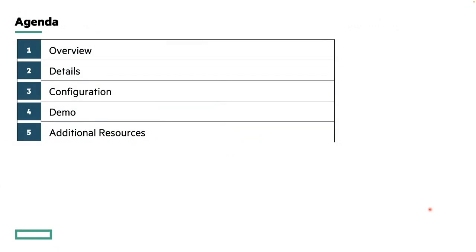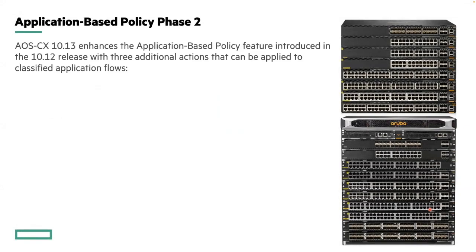Again, the agenda. So, app-based policy phase 2. This is an enhancement to the application-based policy feature, which was introduced in AOS-CX 10.12, that provides 3 additional actions that can be applied to classified application flows.